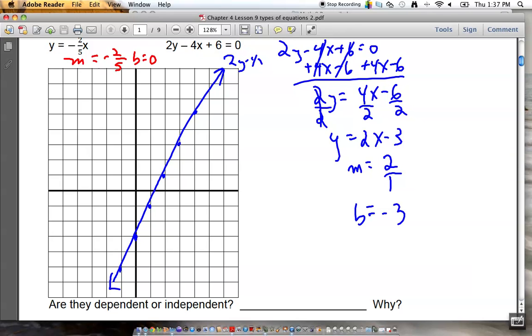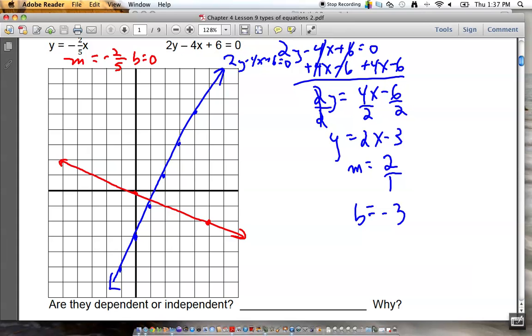2y minus 4x plus 6 equals 0. That graph is done. What's the y-intercept here? Everybody? 0. Down 2 over 5. And then I could go this way. Now, I know that they don't meet at a perfect point. That's okay. I didn't ask you to tell me the exact value of it.